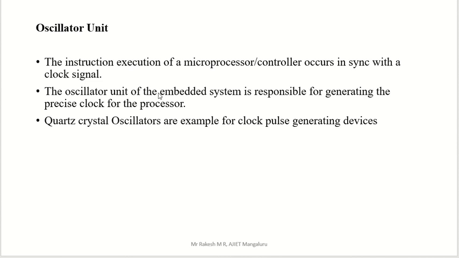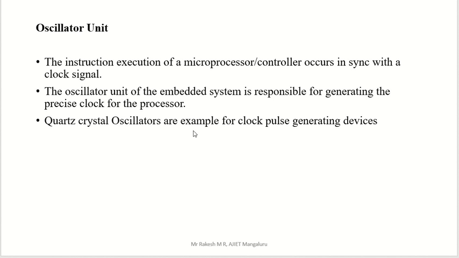You need a clock signal for synchronization purposes. That clock signal is generated by some device, and that device is called an oscillator. We are going to use this oscillator in all of the embedded systems. In many embedded systems, the range is 10 megahertz. Like this, we keep some particular parameter or range, and then we keep that in each embedded device.